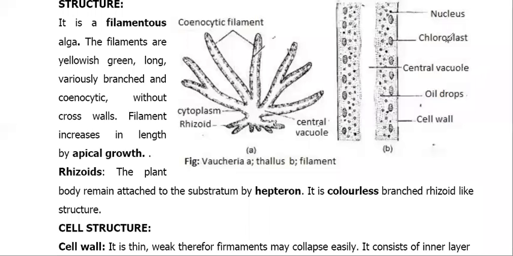You can see that the filamentous structure of Vaucheria is comprised of the nucleus, chloroplasts, central vacuole, oil droplets, and cell wall. All these structures are present within the Vaucheria structure. Rhizoids: the plant body remains attached to the substratum by holdfast. It is a colorless, branched, rhizoid-like structure.